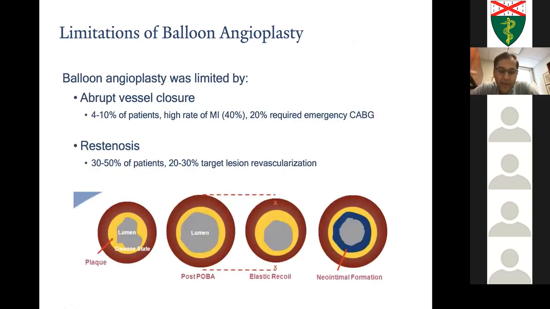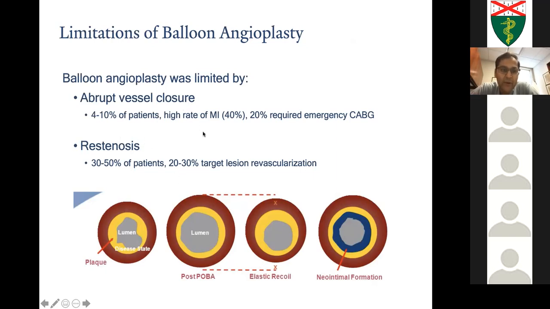So balloon angioplasty was very novel in that era, but had significant limitations. As this became more useful clinically, there were significant limitations. The first is an acute problem, which is acute vessel closure. Between 4 and 10% of patients would experience acute vessel closure, which was related to elastic recoil and/or dissections of the vessel.